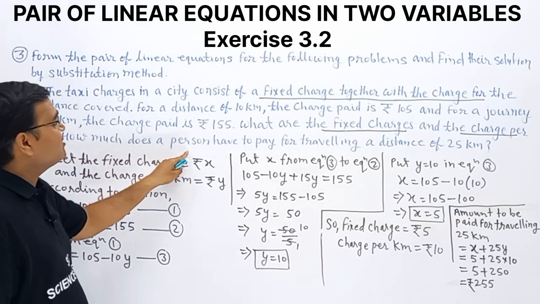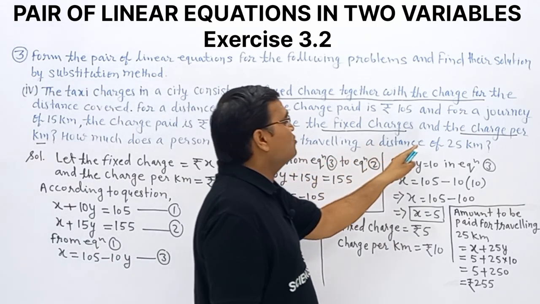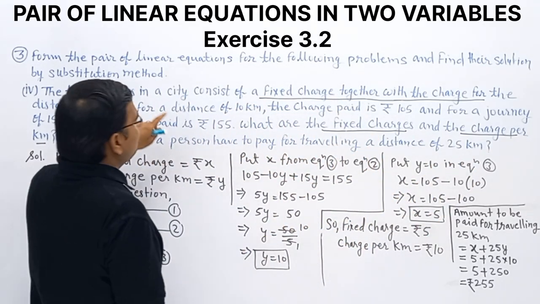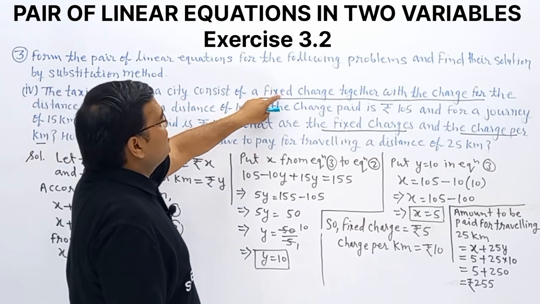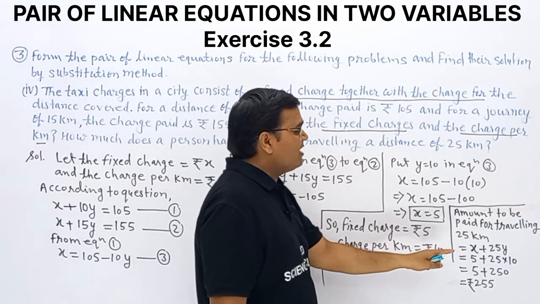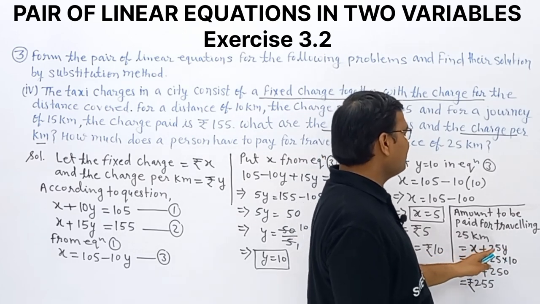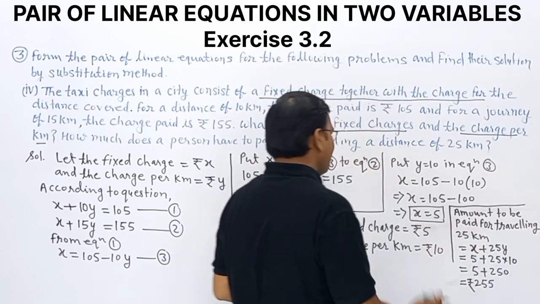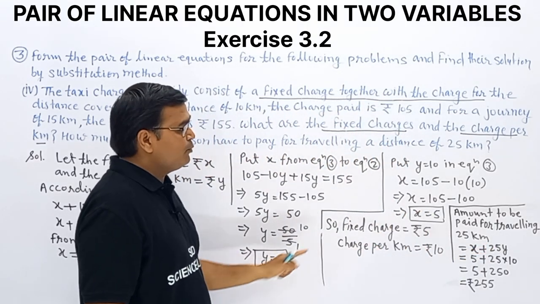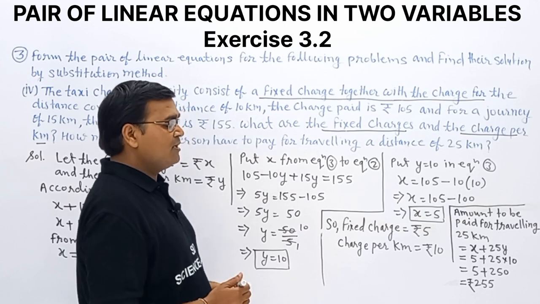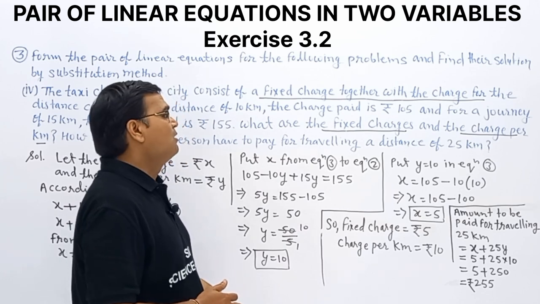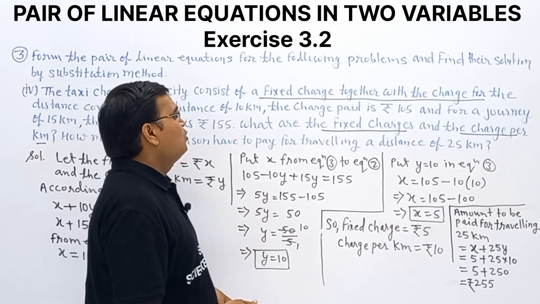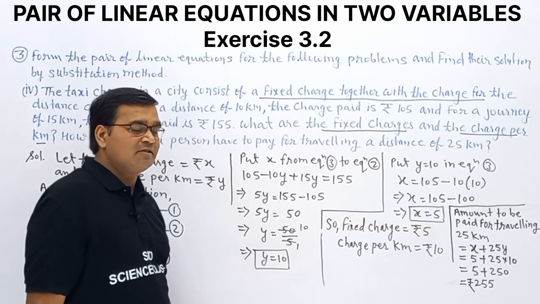How much does a person have to pay for traveling a distance of 25 kilometers? How will we write the equation? Fixed charge x plus charge per kilometer. We are traveling 25 kilometers, so x plus 25y. Both values x and y we have: x equal to 5 and y equal to 10. We will put them in this equation and solve. Then the amount to be paid for traveling 25 kilometers is rupees 255. Clear? Simple question.